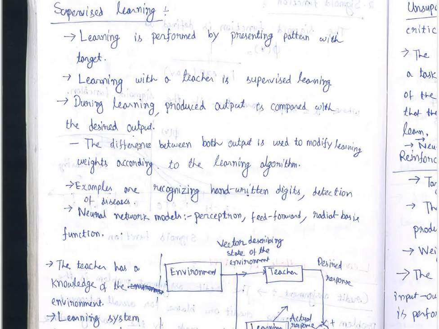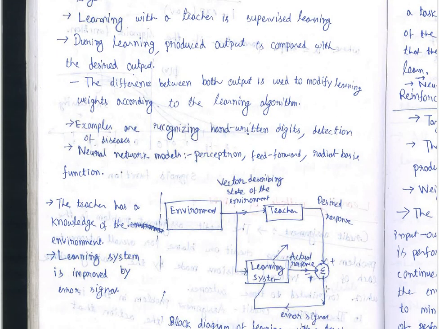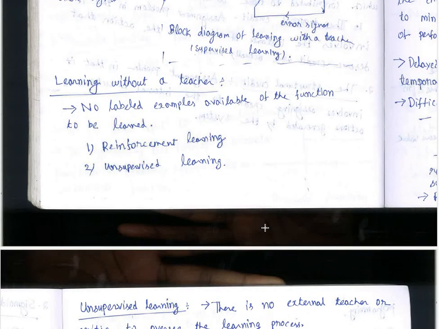Supervised learning: learning is performed with a target. We have the label here, like it's learning with a teacher. We have the environment, teacher, and the learning system. The teacher gives the desired response, how to learn, and the error signal is given back to the learning system with backpropagation. Learning with the help of a teacher is supervised learning.